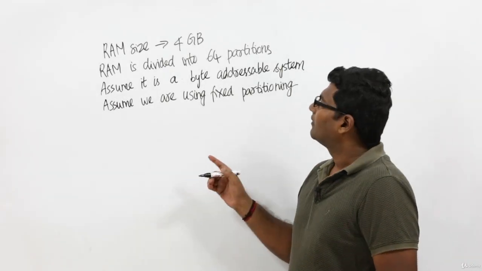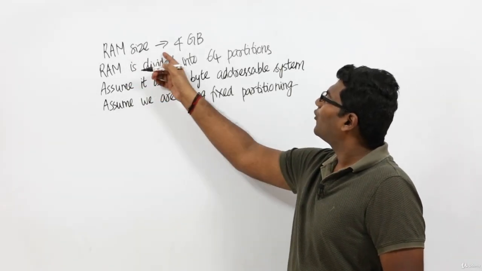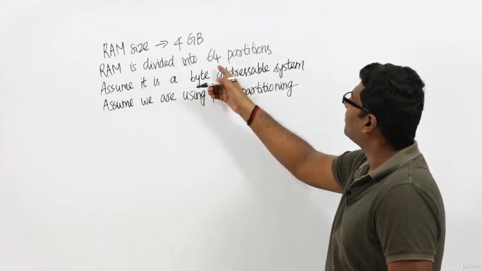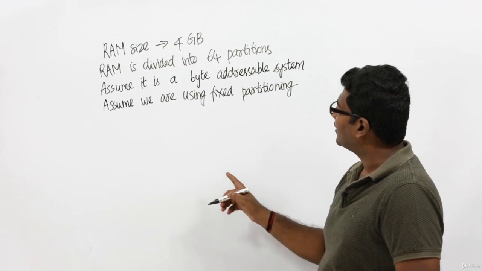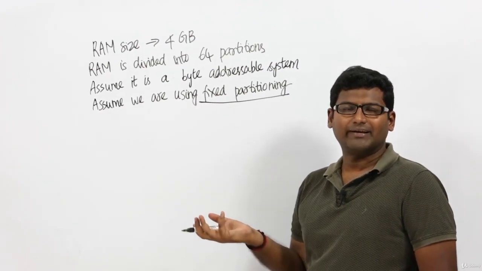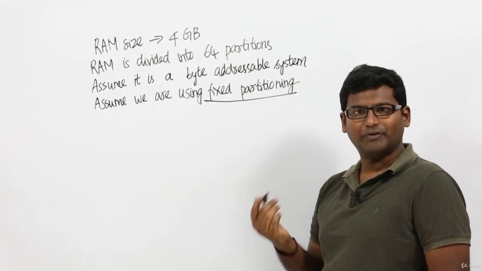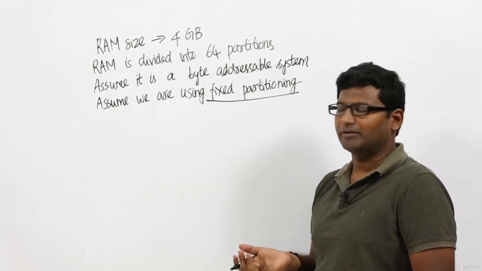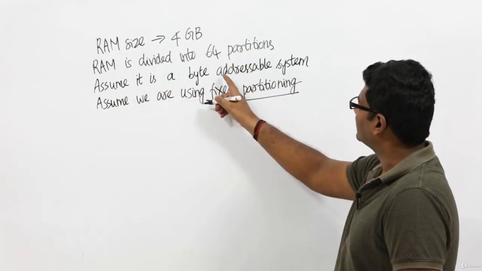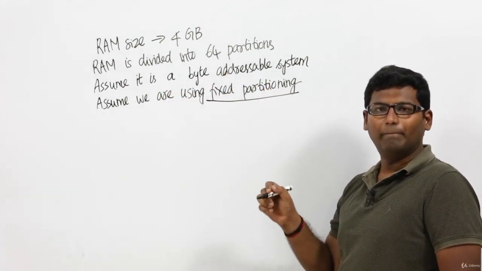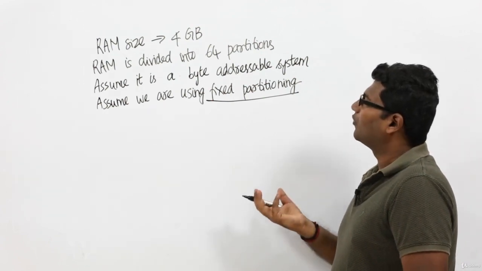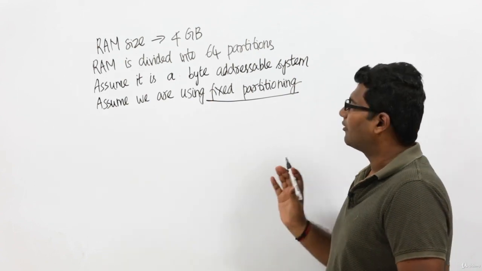Let's see this. They have given that RAM size is 4 gigabytes, okay, 4 GB RAM, and RAM is divided into 64 partitions, okay. Also they have given that we are using fixed partitioning, exactly like what we saw in the last video. Now let's see this. They have also given that assume it is a byte addressable system. What does it mean? Every byte should be given a unique address. Now how will the addressing look for such a system? That's what we need to find out.